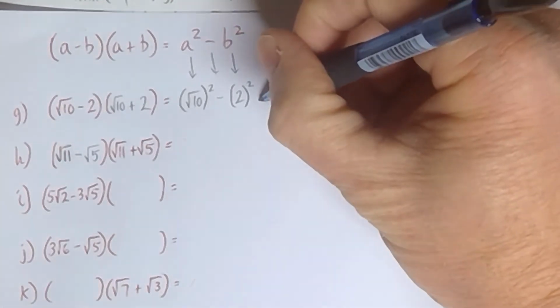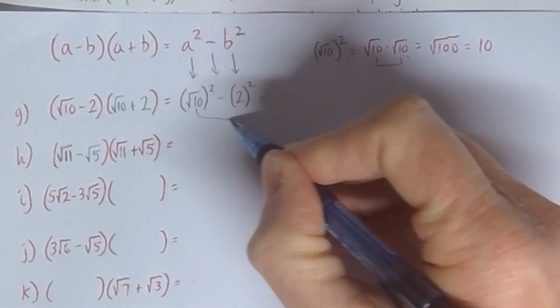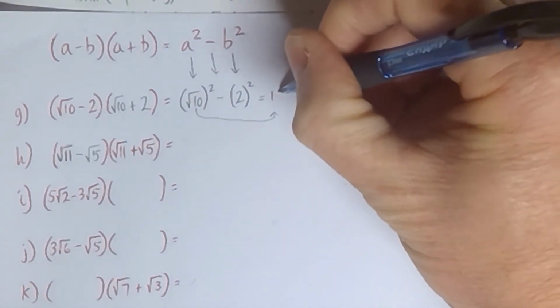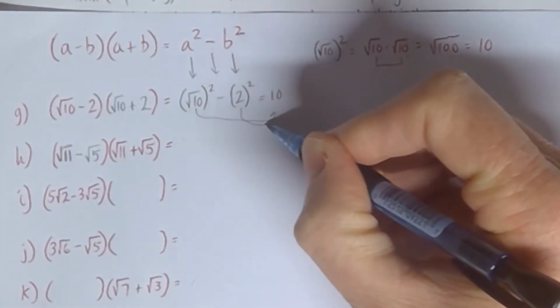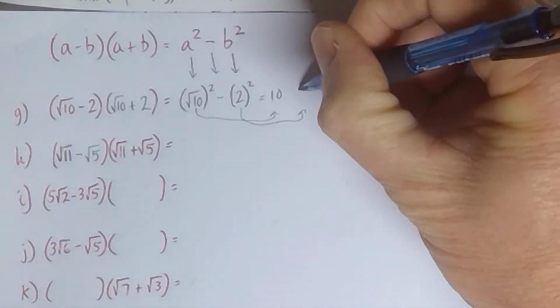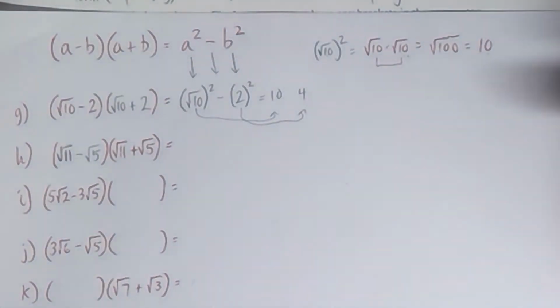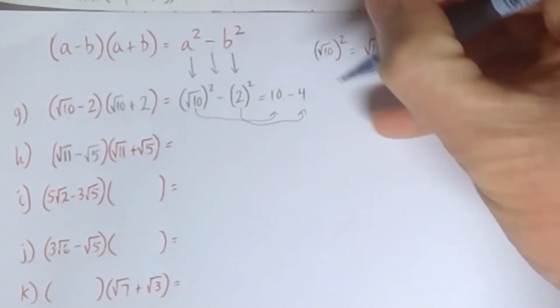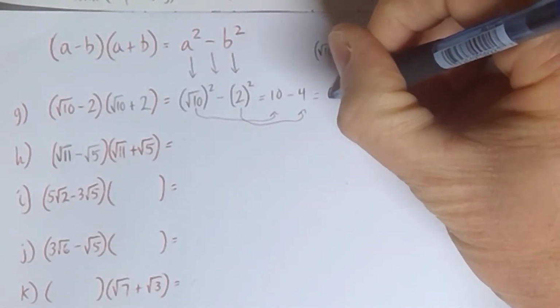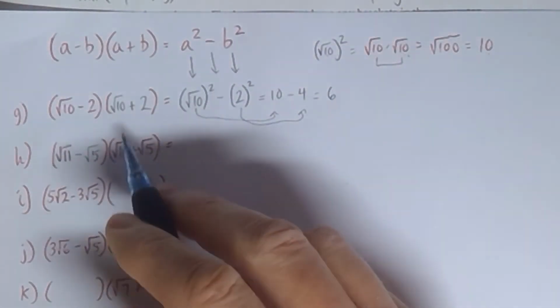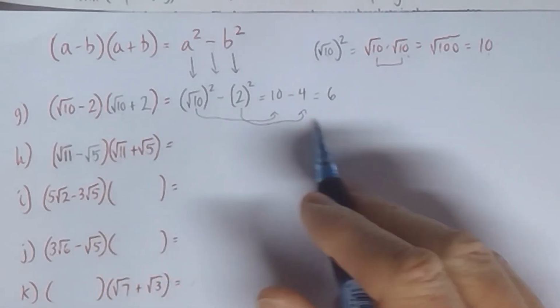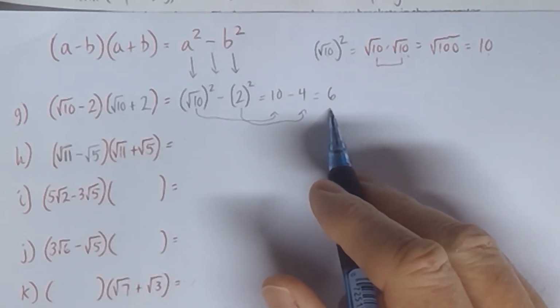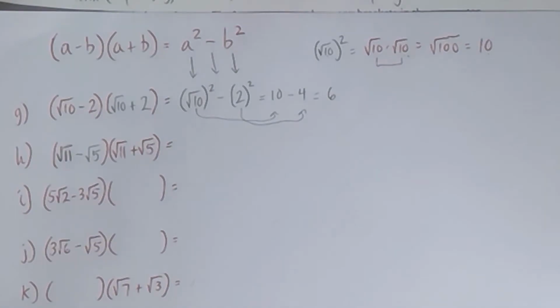So that means that this right here is 10. But this right here is 4, isn't it? Isn't 2 squared equal to 4? No radical there, so you just square it in the normal way. And so your final denominator there, if you multiply by square root of 10 plus 2, is going to be equal to 6. So let's go ahead and write that down.